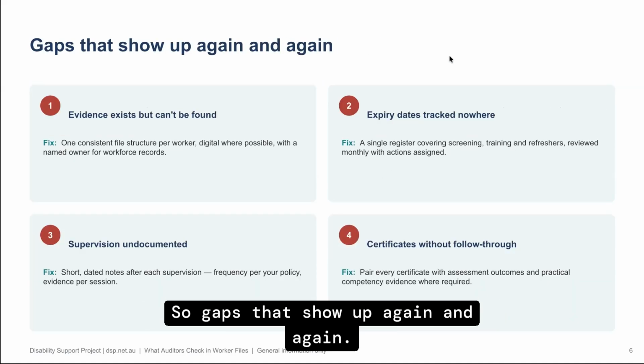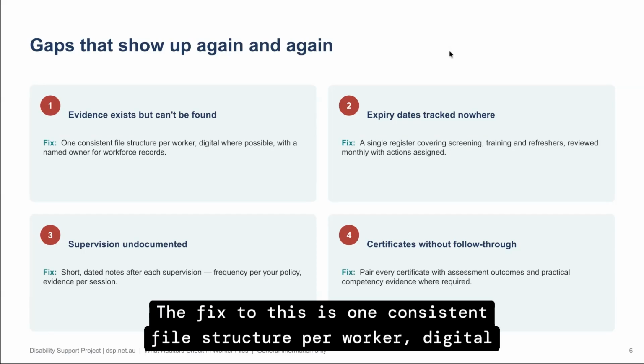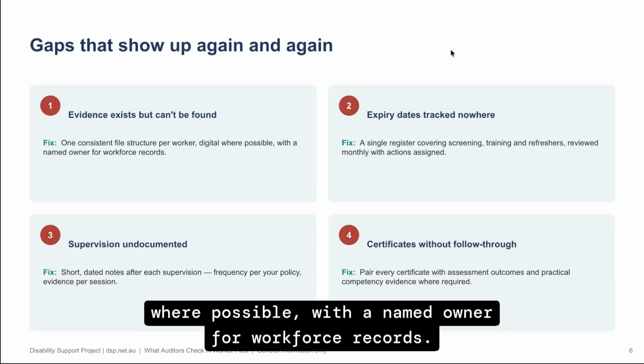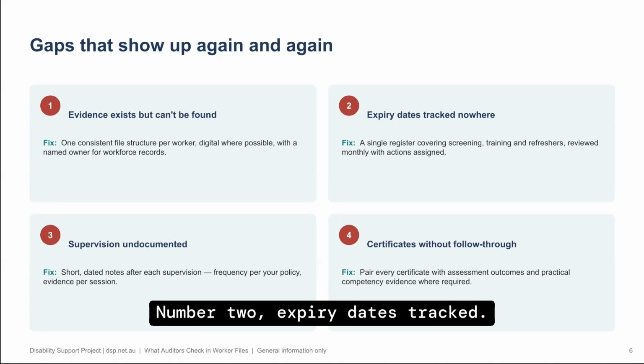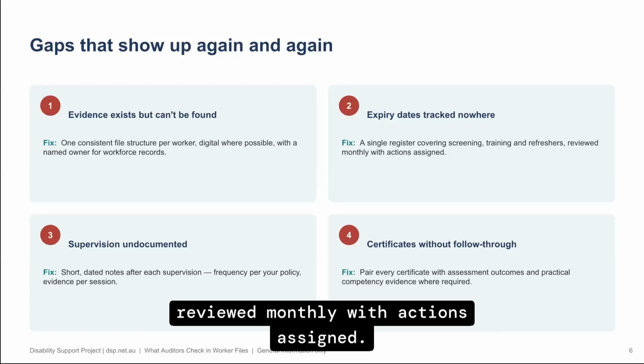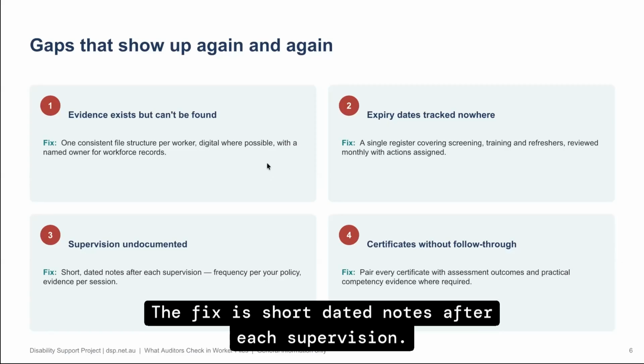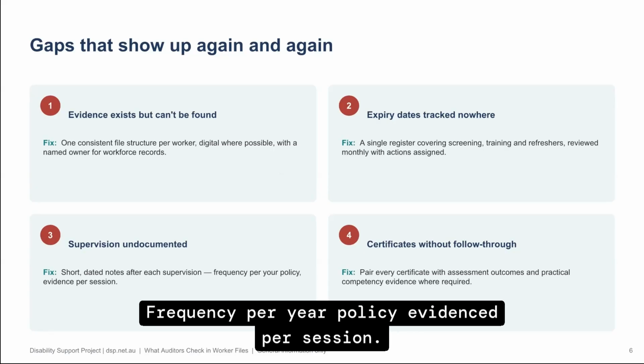So, gaps that show up again and again. Number 1, evidence exists but can't be found. The fix is a consistent file structure per worker, digital where possible, with a named owner for workforce records. Number 2, expiry dates tracked nowhere. Fix: a single register covering screening, training and refreshers, reviewed monthly with actions assigned. Number 3, supervision undocumented. The fix is short, dated notes after each supervision, frequency per your policy, evidenced per session.